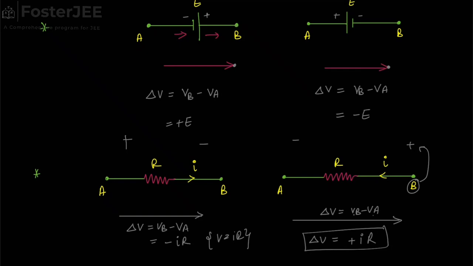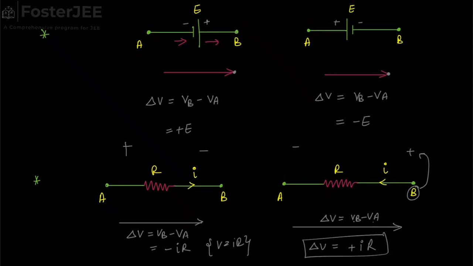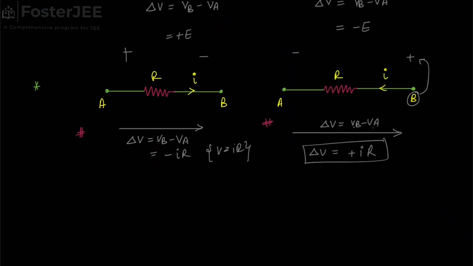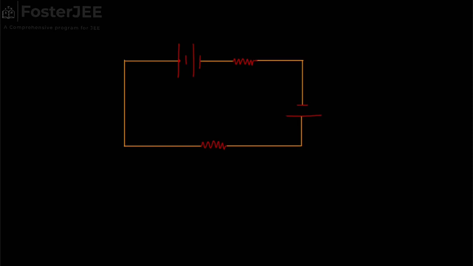Now, these 4 points are important to understand the application of Kirchhoff's law. Now, let's see by an example what Kirchhoff's law stands for. Suppose we have a circuit like this, in which this battery has EMF of E1 and this battery has EMF of E2. Now, this resistance is R1 and this resistance is R2.